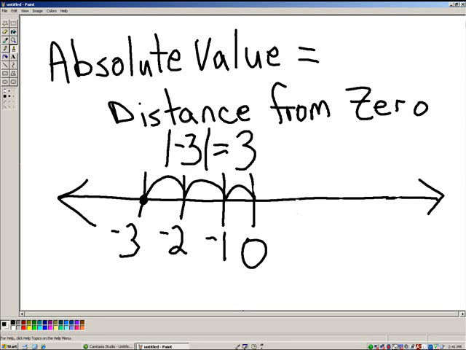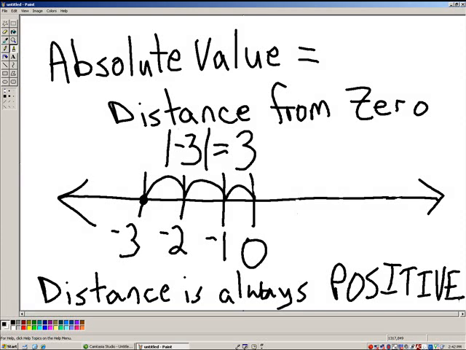Because all we're doing is distance. Distance is always positive. You never have a negative distance. You never say you went -3 miles. You might say you went 3 miles in this direction or 3 miles in that direction, but you don't have a negative distance. We don't deal in negative distance. So since absolute value is distance from 0 and distance is always positive, therefore absolute value is always positive.